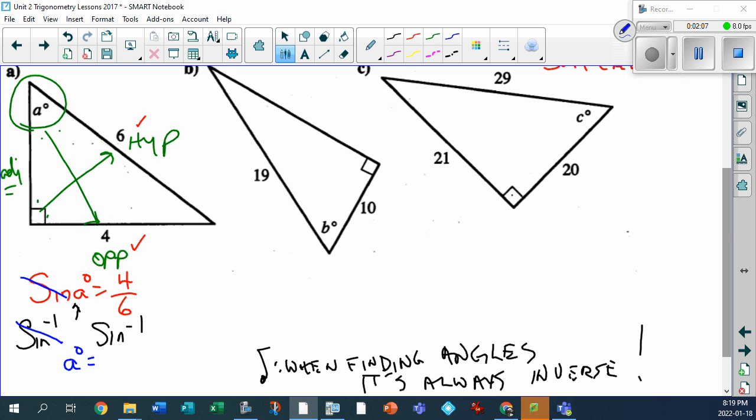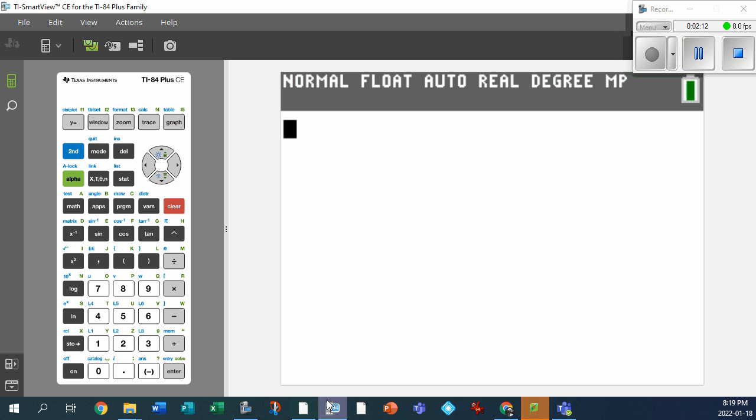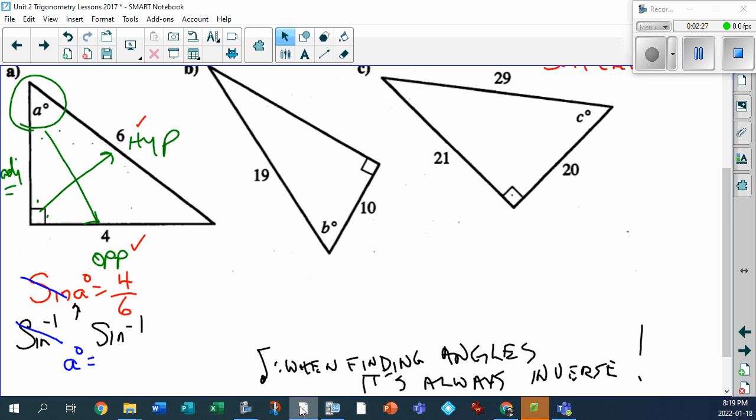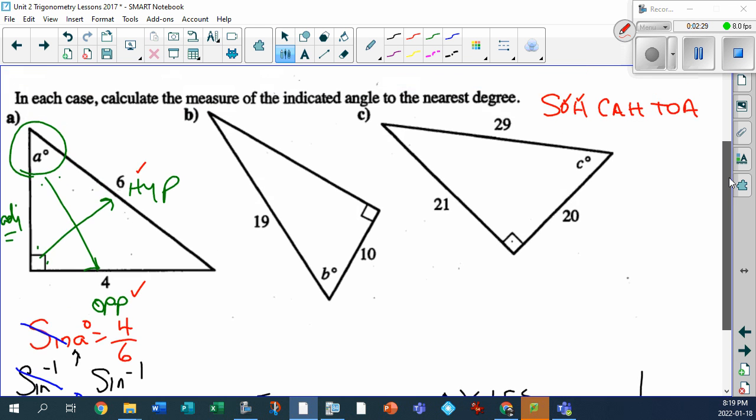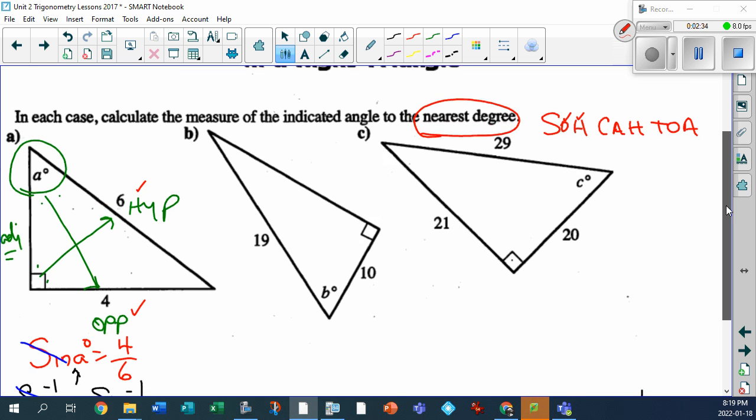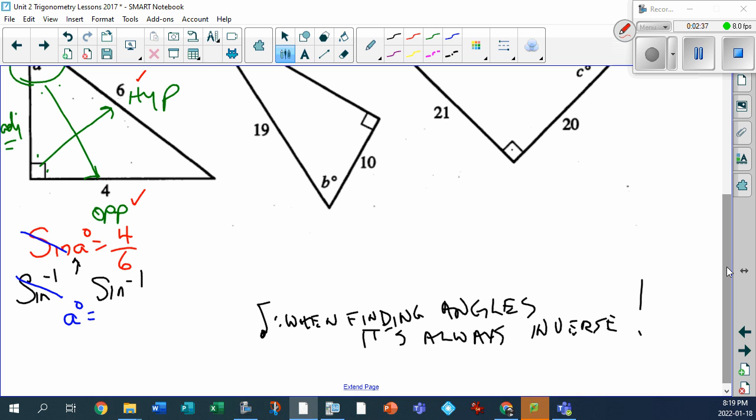So let's bring up the calculator here. Let's find sine inverse of 4/6. There's my calculator. Second, sine inverse of 4 divided by 6. There it is. Woo! Oh, I got a whole rockin' 41.8 degrees. But careful, the question says way back here, nearest degree. Don't get burned on that. So 41.8 actually works out to be 42 degrees. There's A.